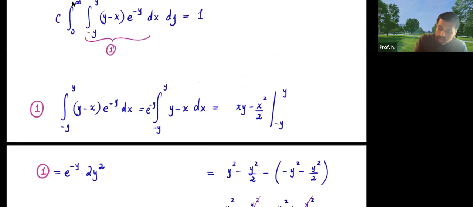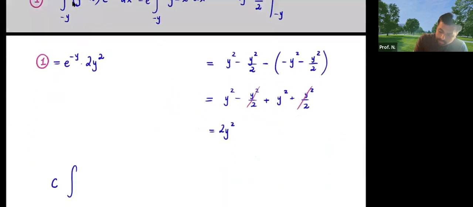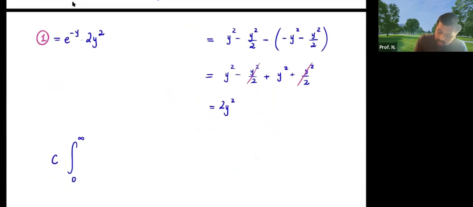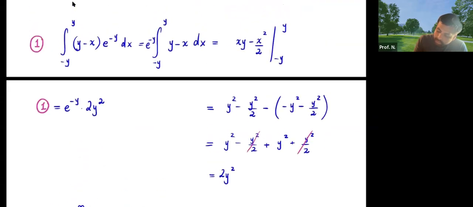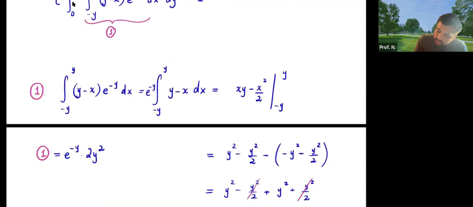So now I can replace that inside, and I get c from 0 to infinity of 2y squared e to the negative y dx equals 1. You take the 2 out and you get 2c from 0 to infinity of y squared e to the negative y d. Wait a minute. Yeah, it's dy, right? Why did I write dx? This is dy.